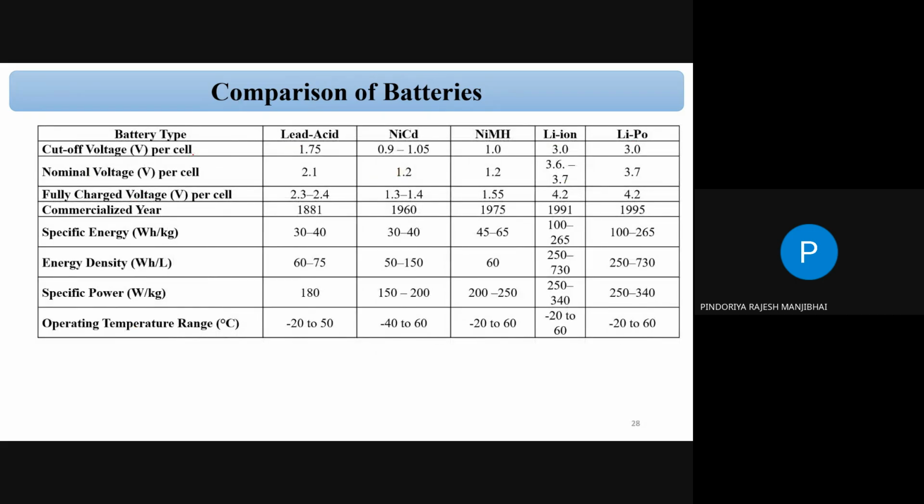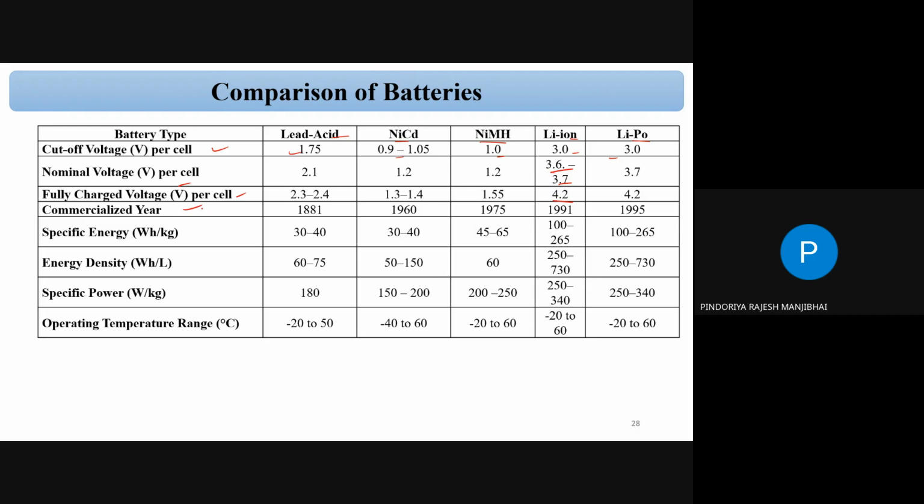Yes. So here is the technical specification. Suppose lead acid battery, nickel cadmium battery, NiMH battery, lithium ion battery, and lithium phosphate battery. Cutoff voltage per cell: for lead acid there is 1.75, nickel cadmium 0.9 to 1.05, NiMH 1, lithium ion there is a 3, lithium phosphate there is a 3. That is the cutoff voltage per cell. I am telling you per cell. Nominal voltage per cell for the lithium ion battery is 3.6 to 3.7. Fully charged voltage per cell for the lithium ion is 4.2.